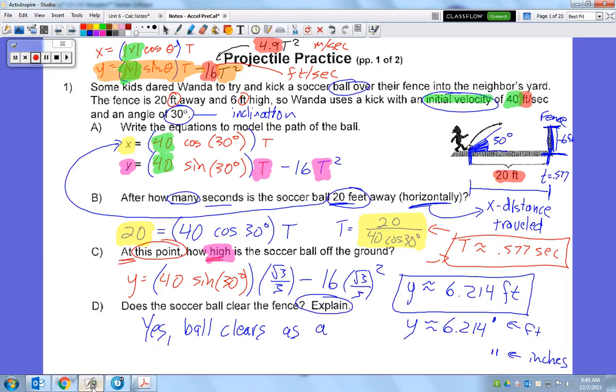Ball clears at t equal to 0.577. Basically, when it has traveled the 20 feet needed to get to the fence, at that point in time the y, or the height, is 6.214 feet, which is of course greater than the 6 feet required.